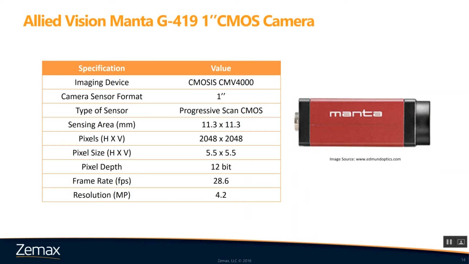Again, we're going to be using a progressive scan CMOS with a sensing area of 11.3 by 11.3 and a pixel density of 2048 by 2048. But again, the important specification here is that Nyquist frequency.